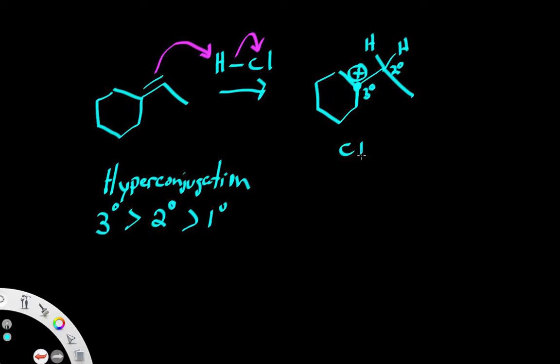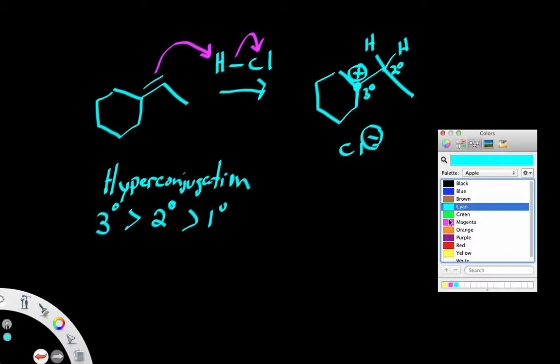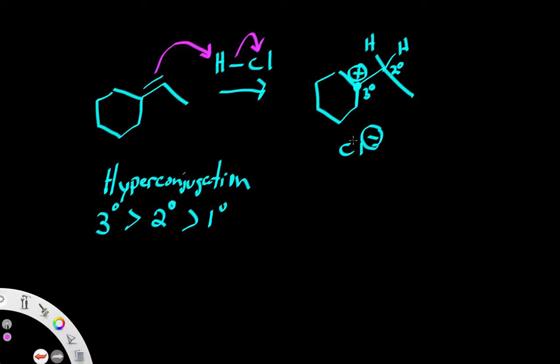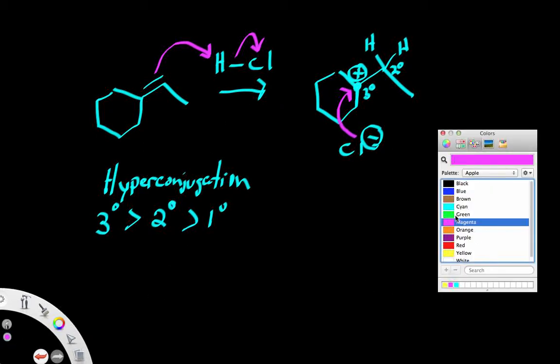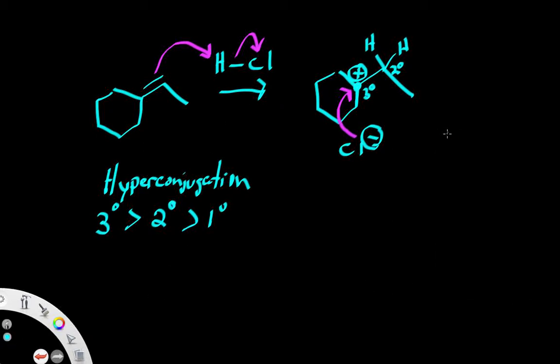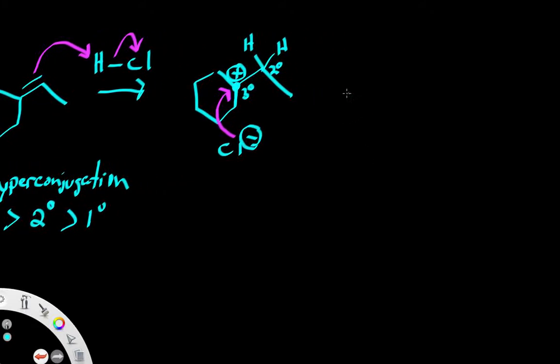Now we still have chlorine with a negative charge floating around in solution. And we can show electron pushing again, with our chlorine being our nucleophile and our tertiary carbon being our electrophile. So now let's move to the next step. So next we should have something that looks like this, with the chlorine atom attached to it now.